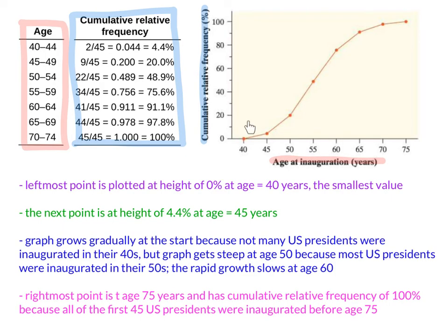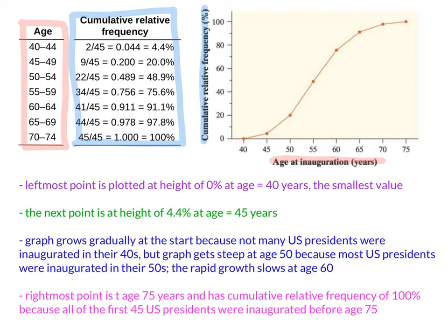All right, here's the graph as promised. So let's talk about a few things here. I've written out the points just in case you're listening on like 5 times speed. The leftmost point, as we talked about, is plotted at the height of 0% because there were no presidents under the age of 40 that were inaugurated, to my knowledge.